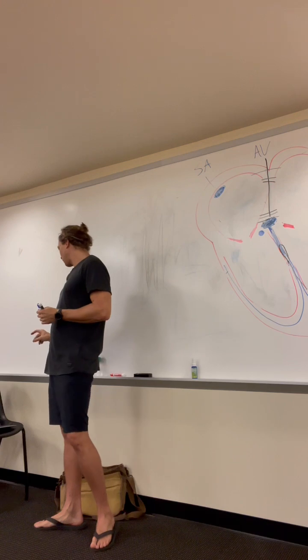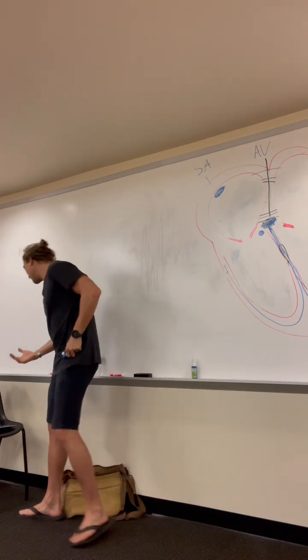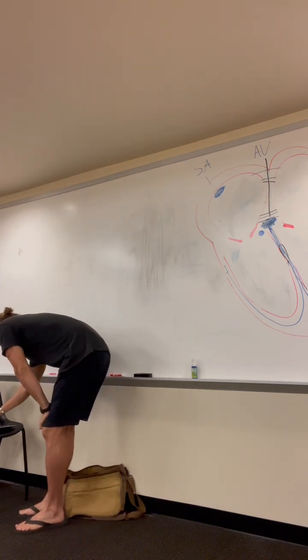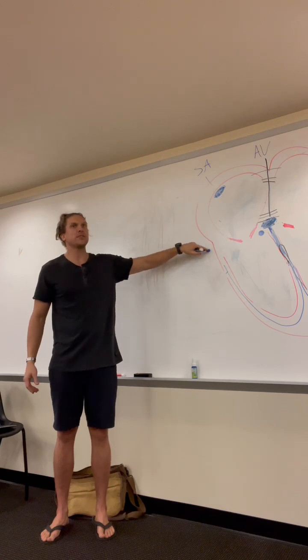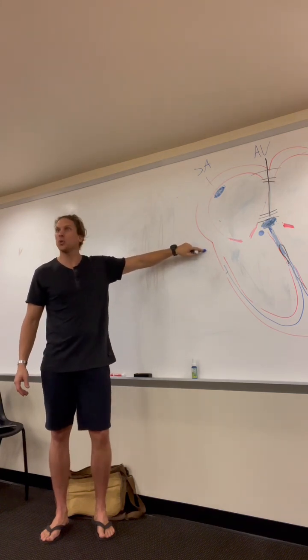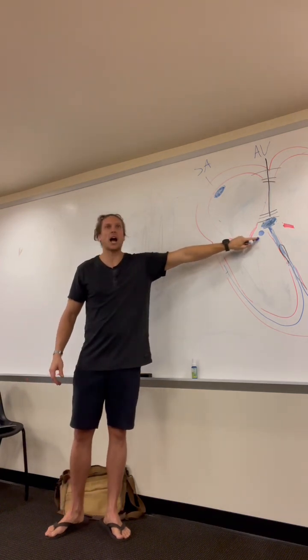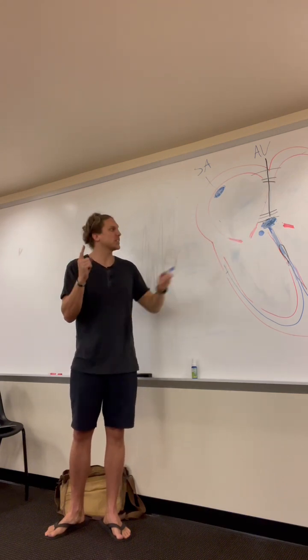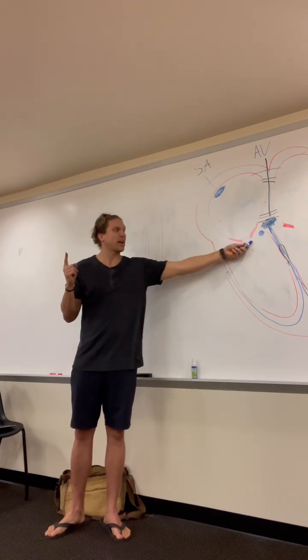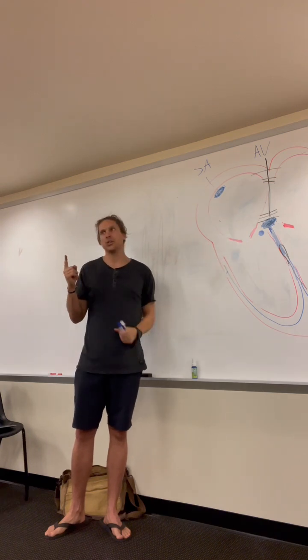Rate, 1, 2, 3, 4, 5, 6. 60 on this 6-second strip. I'm gonna do a better method. It's between 60 and 50 beats per minute, okay? 60 and 50 beats per minute is what our junctional foci intrinsically beat at. That's our first clue that this is a junctional rhythm, okay? Is that the heart rate is in this range, okay?